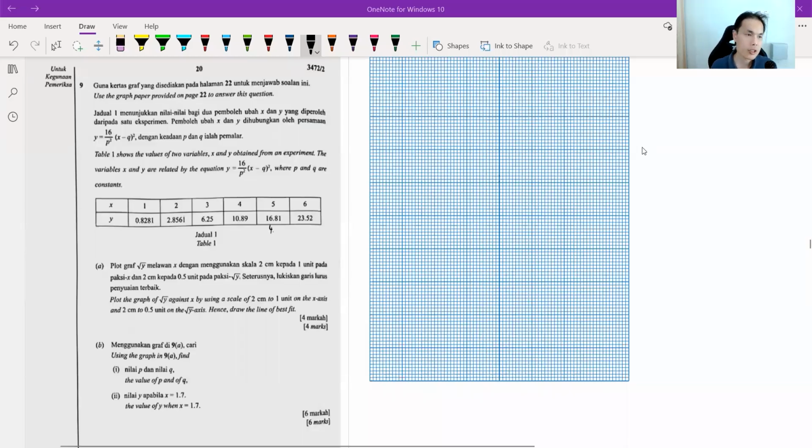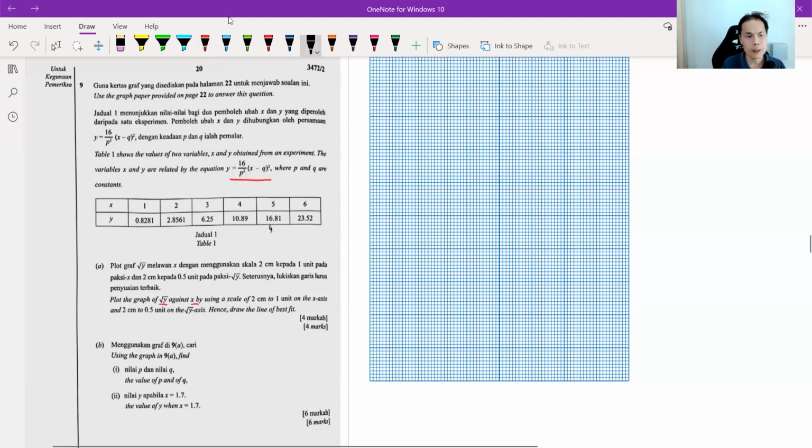Okay, moving on to question number 9. So here we have a question on linear law, Form 4, Chapter 6. The table shows the values of two variables, x and y, obtained by an experiment. They are related by this equation, y equals 16 over p squared with a bracket x minus q squared. So we're supposed to plot square root y against x, right? They give us a scale here.